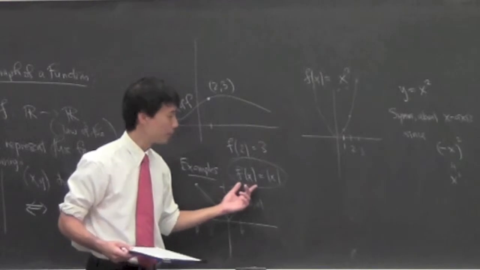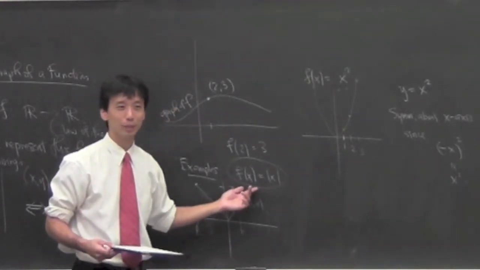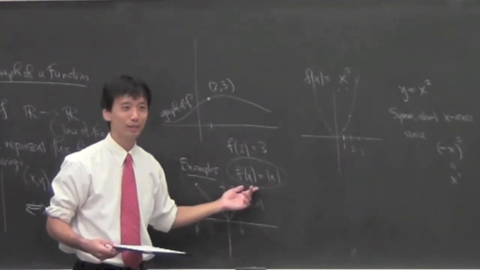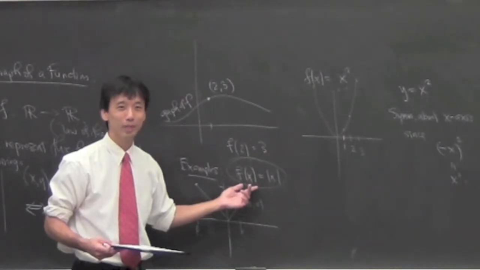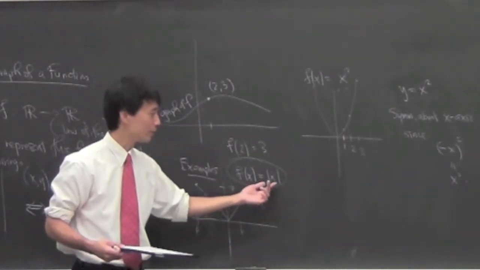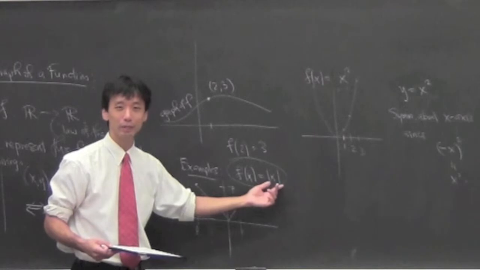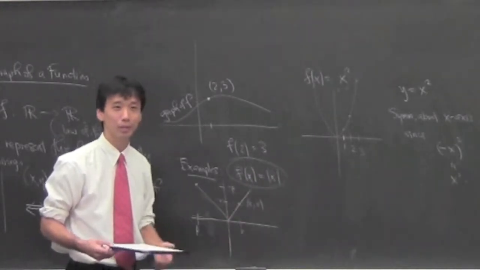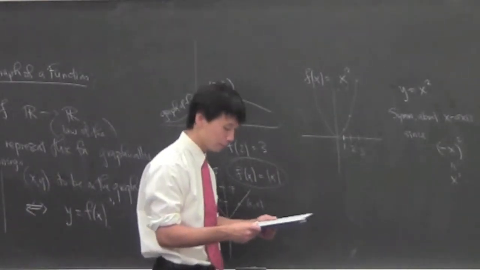Right. What about this one? What symmetry did this one have? I guess you can just look at it. Symmetric about the axis for the same reason. If you replace x by negative x, you still get the same value. The equation doesn't change.